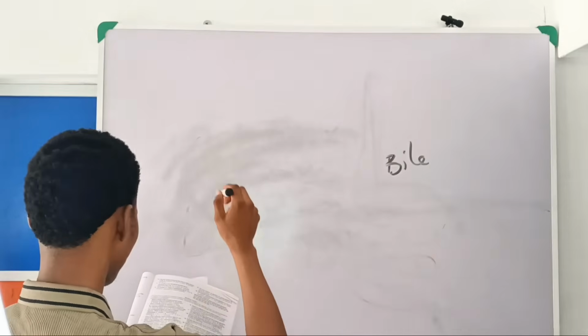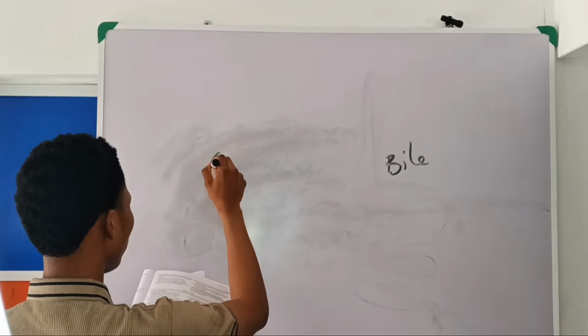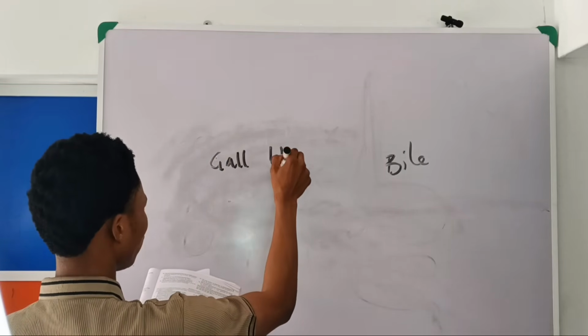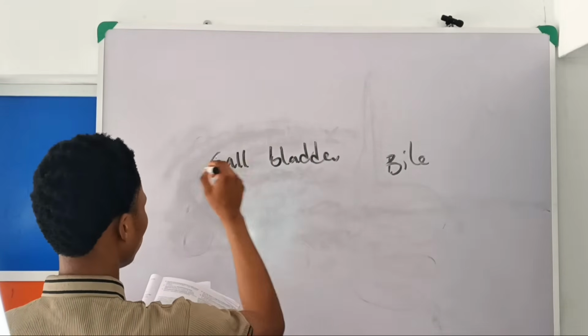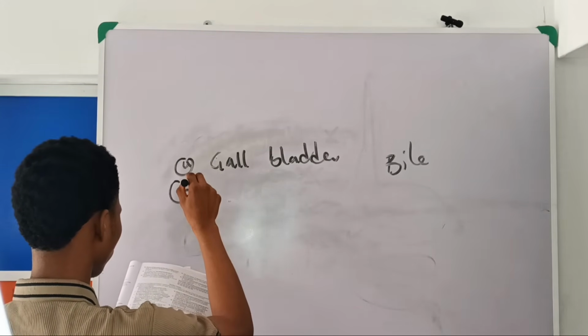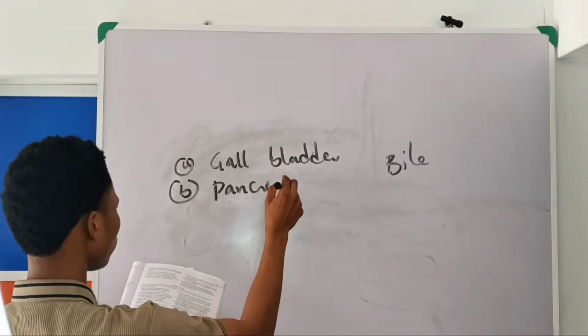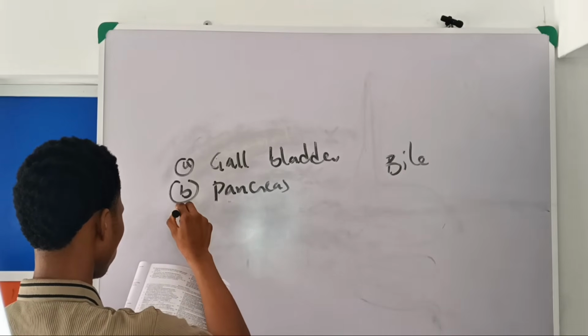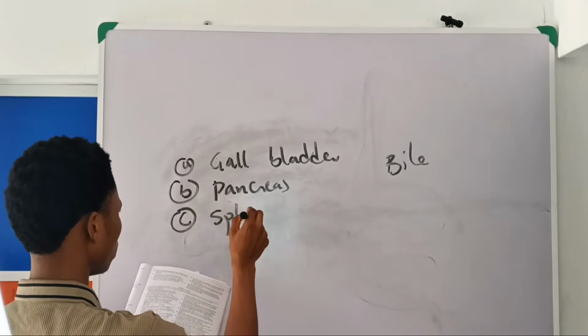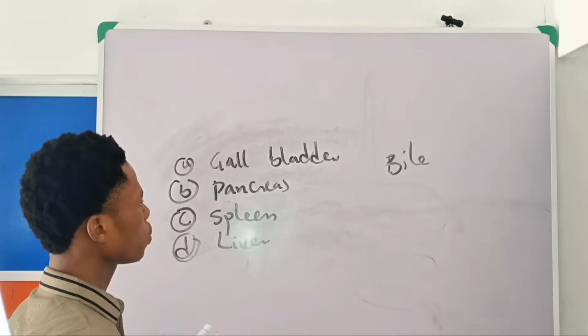A says gallbladder. Gallbladder. This is A. B says pancreas. C says spleen. And D says liver. So what do you think is the answer?